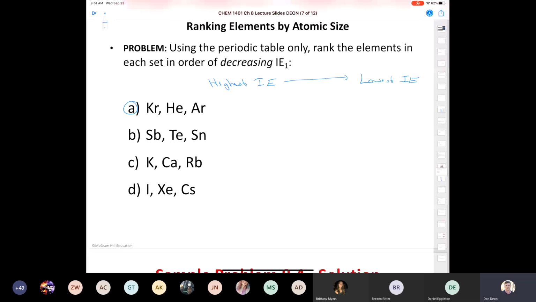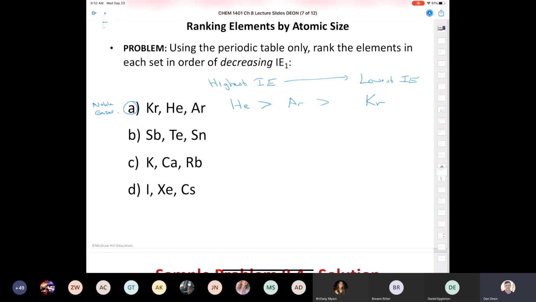So these are all noble gases. That means they're all in the same group. And what was the rule? We said the ionization energy decreases going down a group. So the one with the lowest ionization energy will be the noble gas with the highest principal quantum number, which would be krypton. And then helium will have the highest ionization energy. And argon will be somewhere in between.